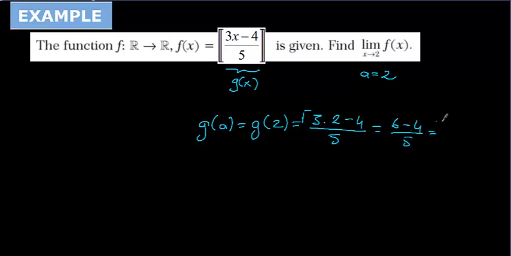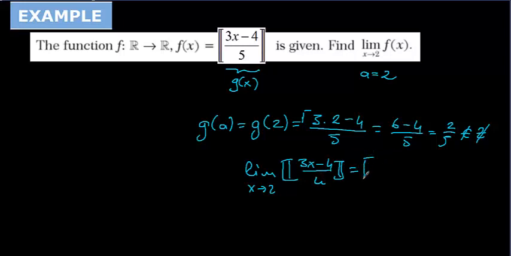That's equal to 2 over 5, which is not an element of Z. So the greatest integer of the limit as x tends to 2 of (3x minus 4) over 5 is equal to the greatest integer of 3 times 2 minus 4 over 5, which is 2 over 5. We solved that one. The greatest integer of 2 over 5: this is a number between 0 and 1, so the greatest integer value is going to be 0.